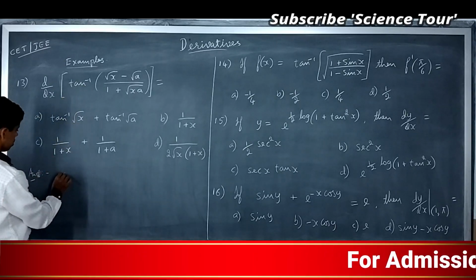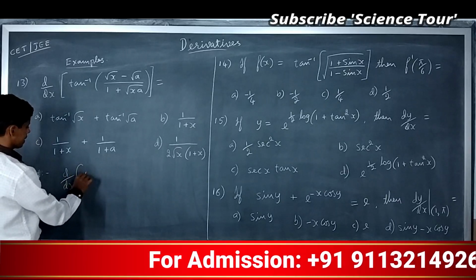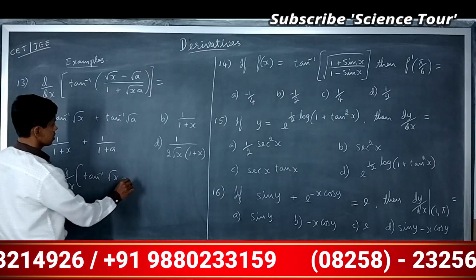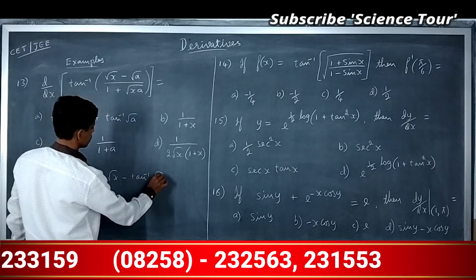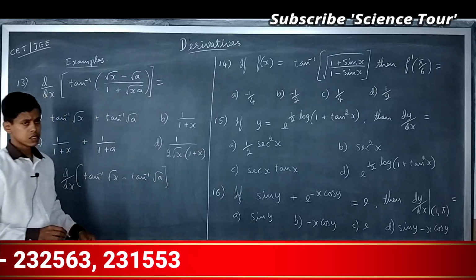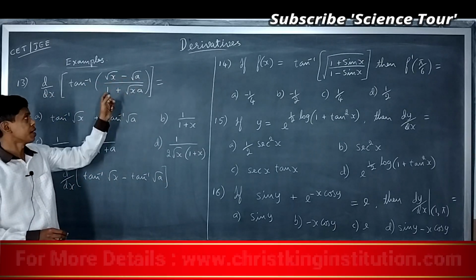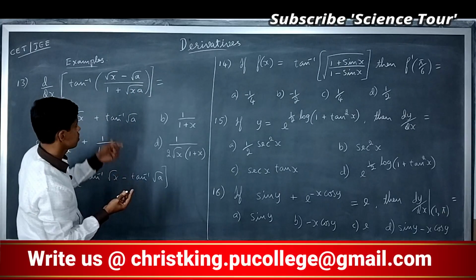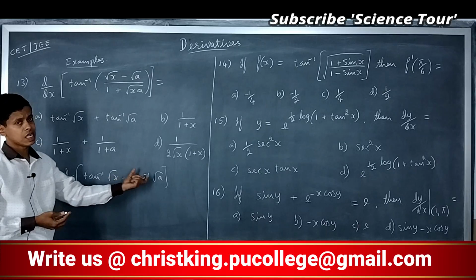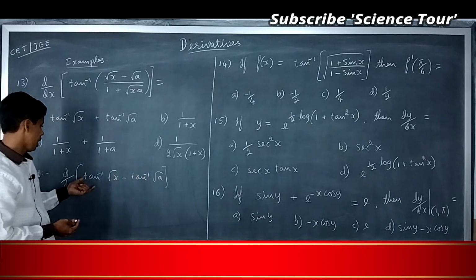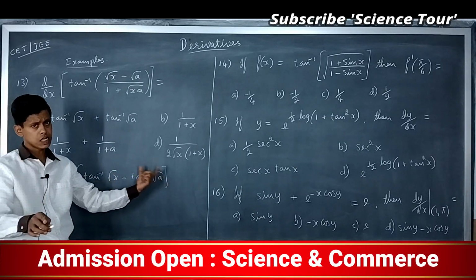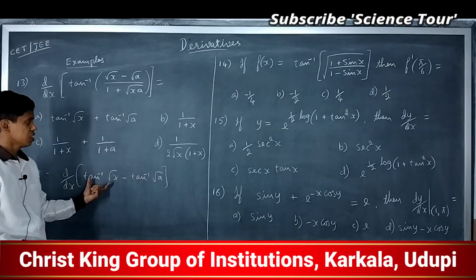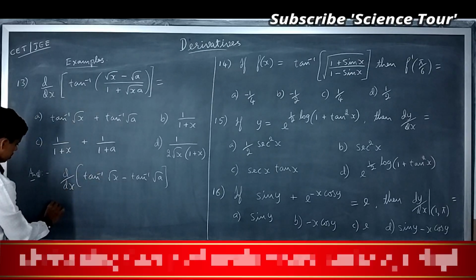So what about this derivative of tan inverse of root x minus tan inverse of root a, correct? So tan inverse of x minus y divided by 1 plus xy, this can be written as root x into root a, correct? So that is like tan inverse of x minus tan inverse of y formula. So now differentiate this. Root a is a constant, tan inverse of root a is a constant, derivative of a constant is 0. So just differentiate this. So let us differentiate it.